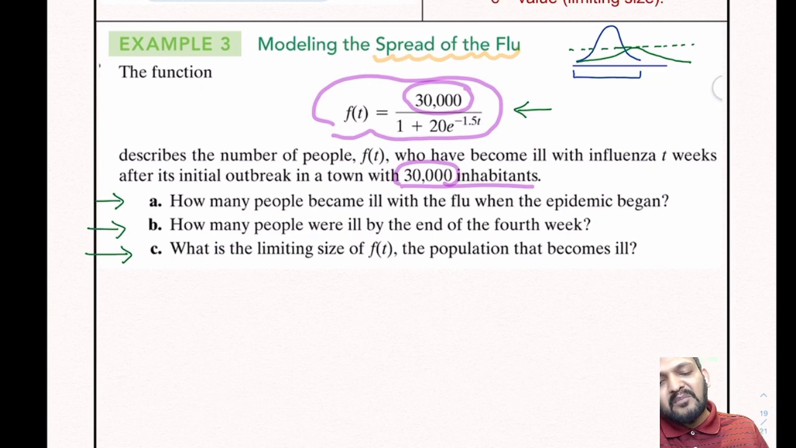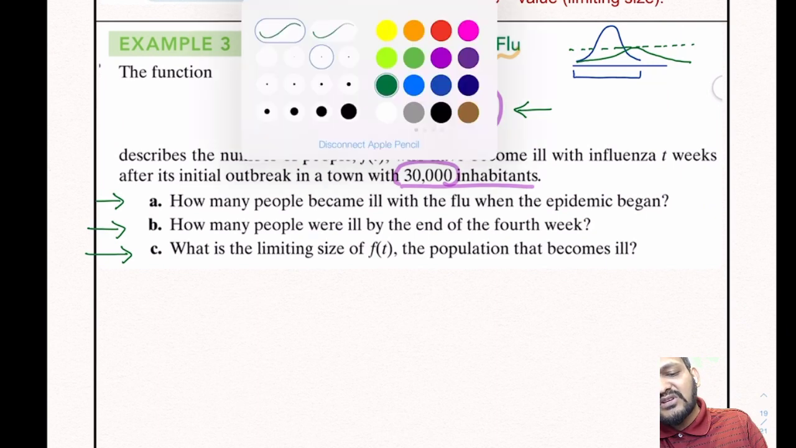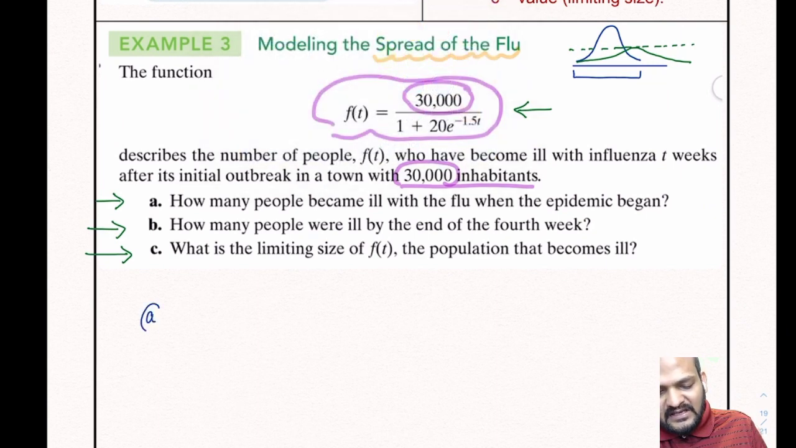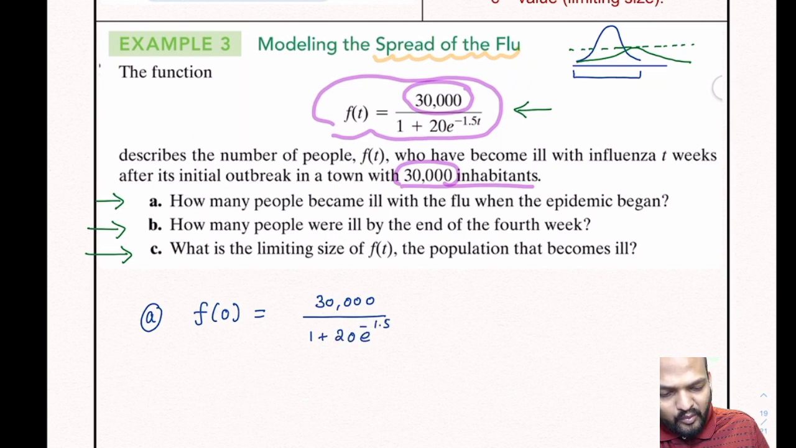So how many people became ill with the flu when the epidemic began? That means we are looking at the initial population, so we are looking at f of 0, the time equal to 0. When I plug 0 into this equation, I get 30,000 divided by 1 plus 20 times e to the negative 1.5 t, and this t is going to be replaced by 0, right?